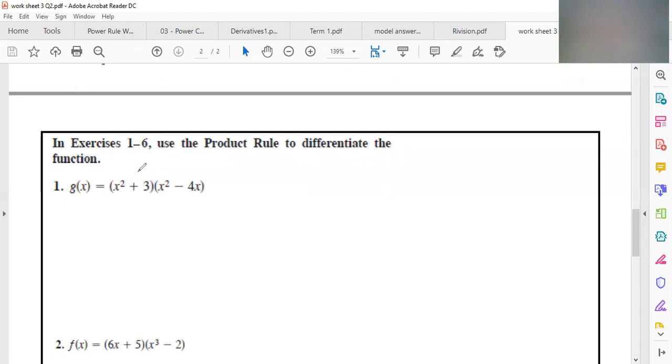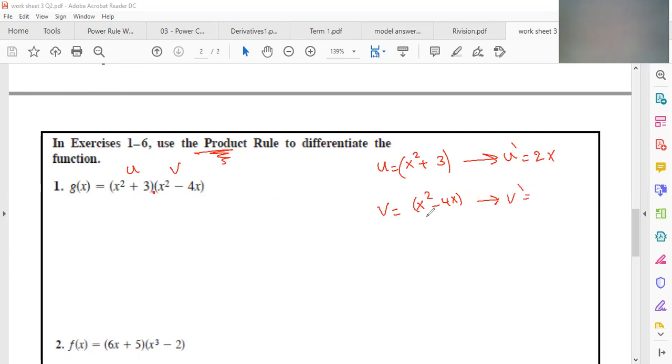Here, product. He asked me to use a product. No way, I have to use this way. That is function u, that is function v. u will be this bracket x squared plus 3. v will be the second bracket. I know I can find the product, then find the derivative. Understand? Find u prime. It will be 2x.